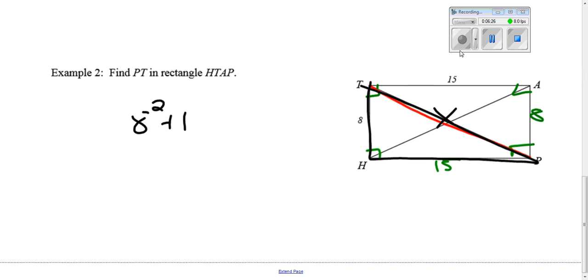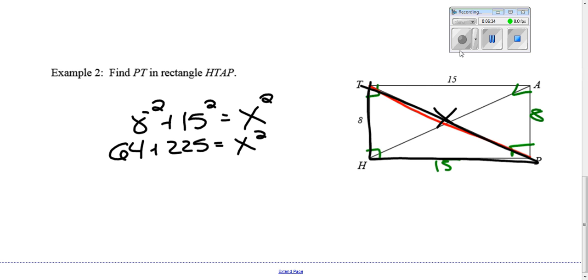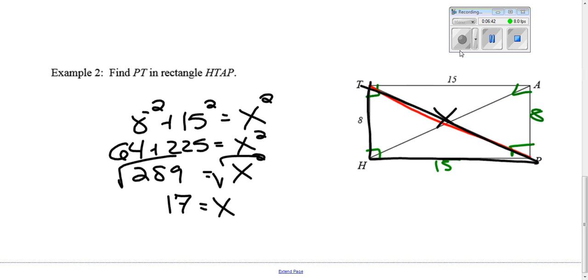So 8 squared plus 15 squared equals x squared. So 64 plus 225. X squared equals 289. Take the square root on both sides, and I get 17. That's my answer. Okay, all the stuff we've done before, we are just looking for right triangles to solve them.